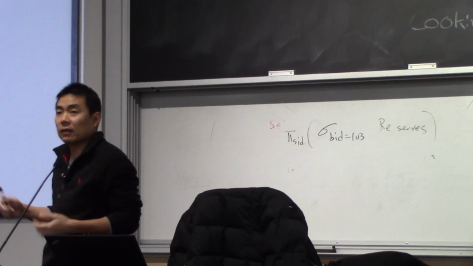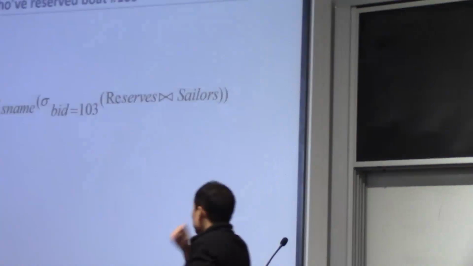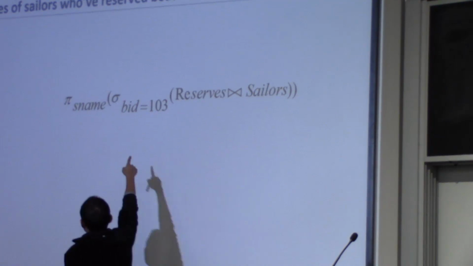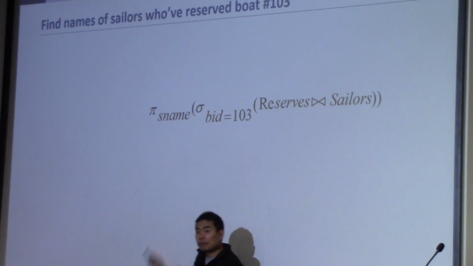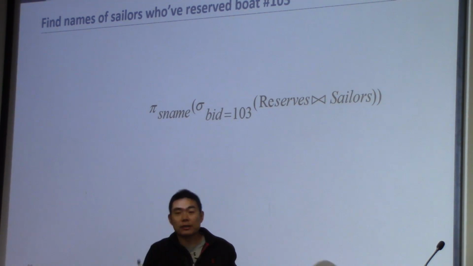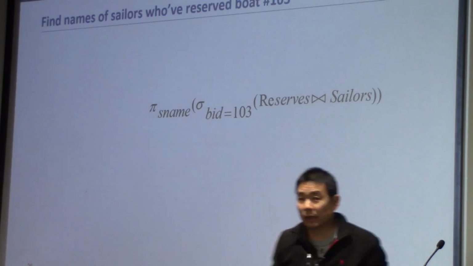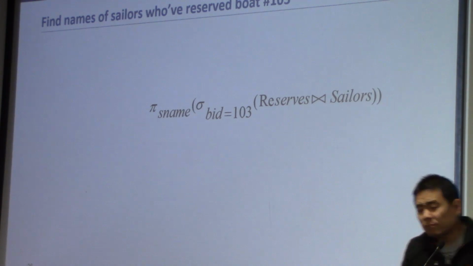But what we really care about is just the sailor name. And then after you do the join, you perform a selection. You only care about those records on boat 101 or 103, then you put out the sailor name at the end of the day. Okay?